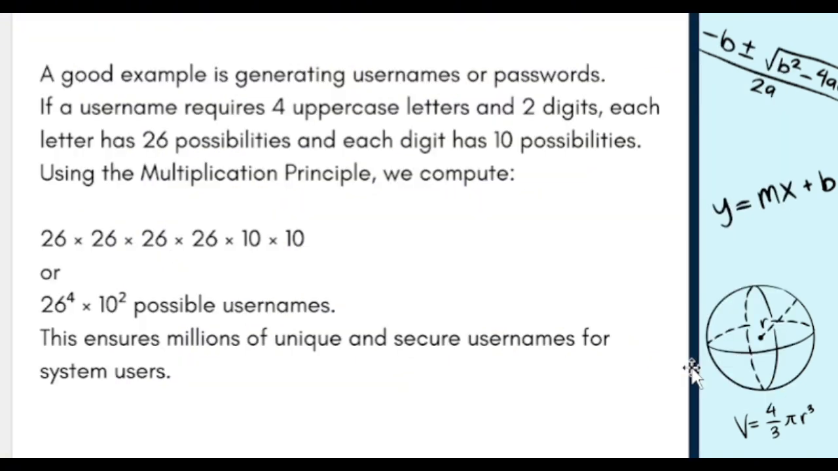A good example is generating usernames or passwords. A username requires four uppercase letters and two digits. Each letter has 26 possibilities and each digit has 10 possibilities. Using the multiplication principle, we compute 26 times 26 times 26 times 26 times 10 times 10, or 26 to the fourth power times 10 to the second power possible usernames. This ensures millions of unique and secure usernames for system users.